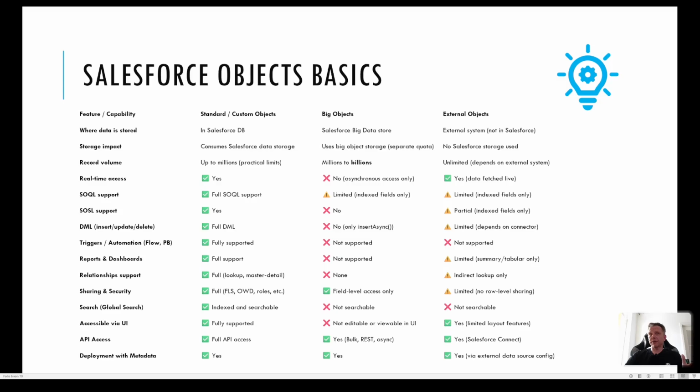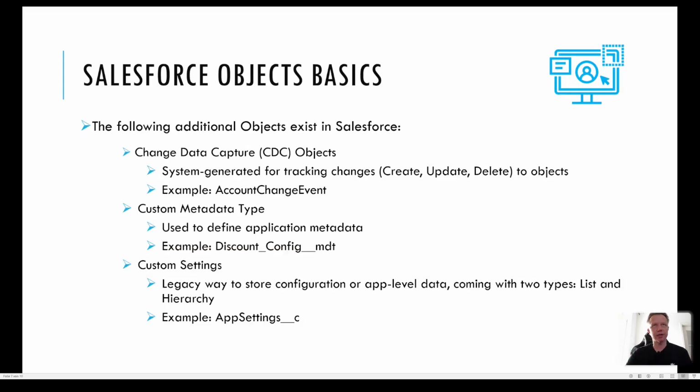But these are actually the main or basic differences between standard custom objects, big objects, and external objects. So we covered that. There will be an extra video for each of these objects, but there are even more objects out there, so let's talk quickly about it, okay? We have additional objects in Salesforce besides these, and these are mostly interesting, I would say, for architects and developers. One is the change data capture object, and it tracks system-generated changes like create, update, and delete on object records. There are, for example, standard objects like account change event, but you can also create custom ones, of course.